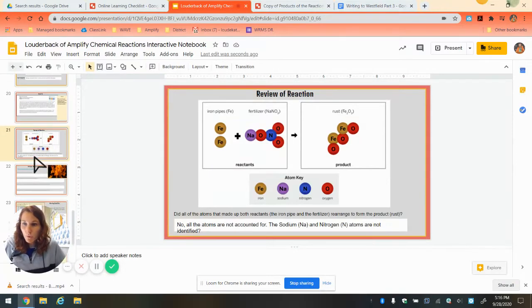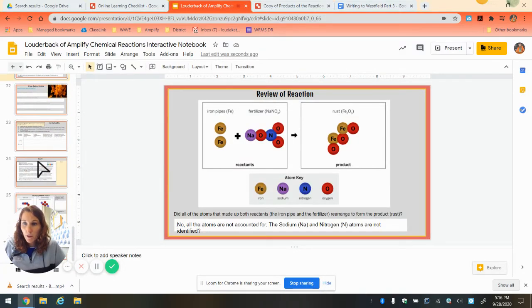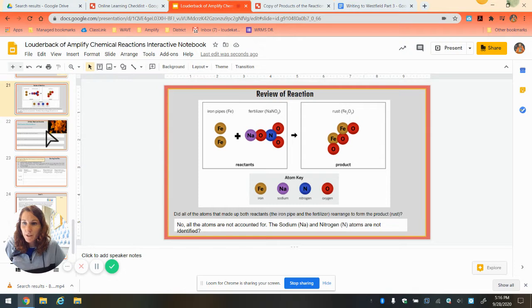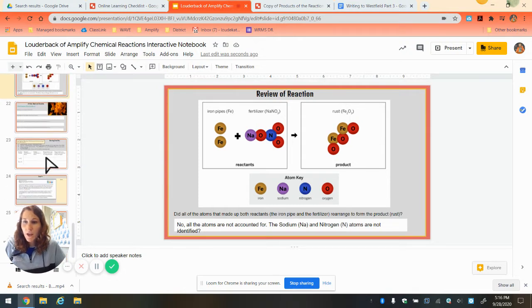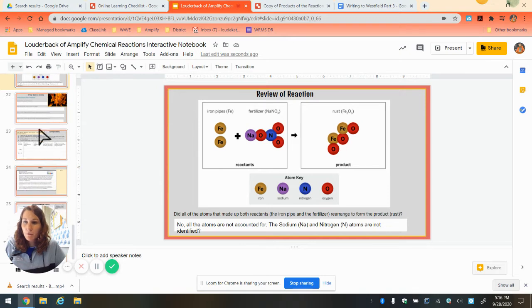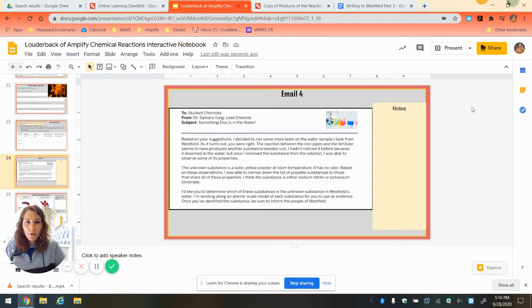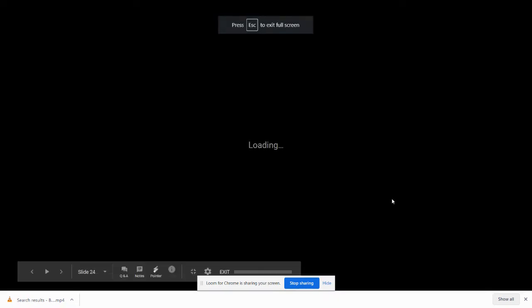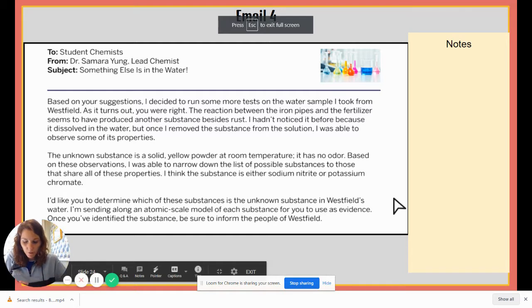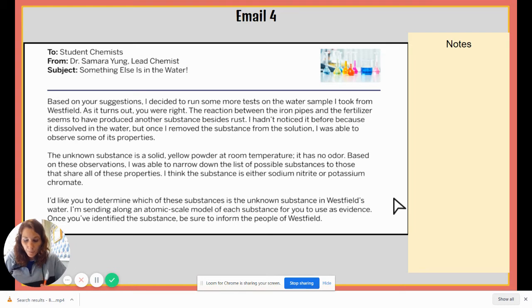So at this point, I'm going to go to slide 24 because slides 22 and 23 had to do with understanding that matter is not created or destroyed, atoms are just rearranged. So that was just kind of building on that lesson. So we're going to go to 24. Slide 24 is another email from Dr. Young. Now that we know that nitrogen and sodium are missing, we let her know that, and they went on to examine the information more.